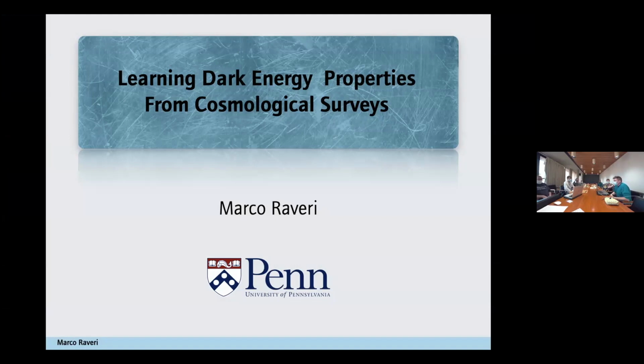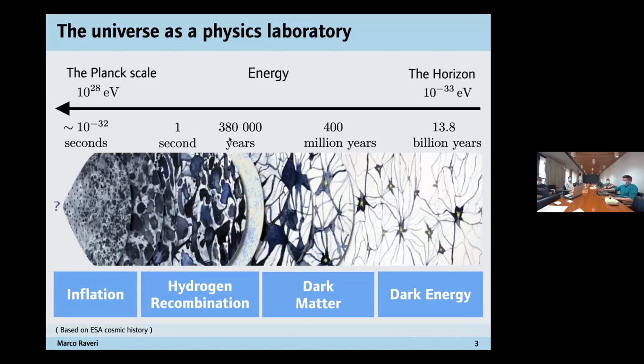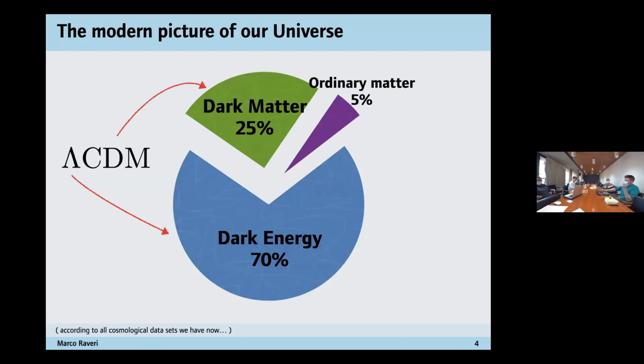I'm Marco, nice to meet you. I want to tell you about my efforts in trying to mine dark energy properties out of cosmological data. The starting point for this is basically our standard cosmological model, where we have a phase of accelerated expansion during inflation, then nucleosynthesis of chemical elements, hydrogen recombination, and then we go to a phase of the universe that's dominated by dark matter and dark energy. And precisely these two ingredients.